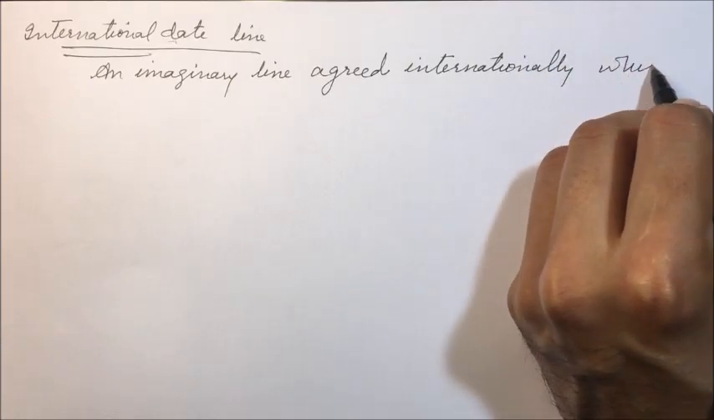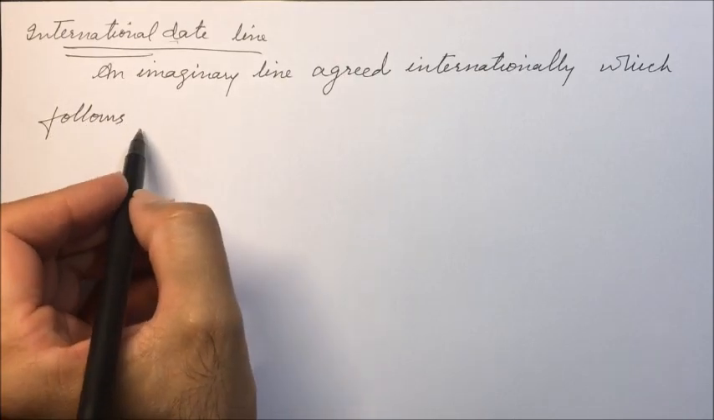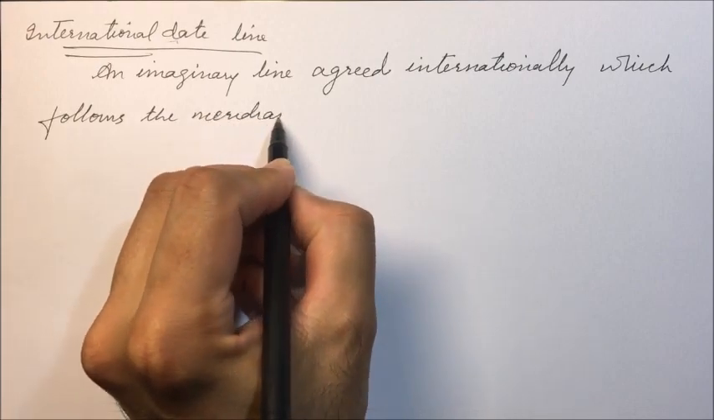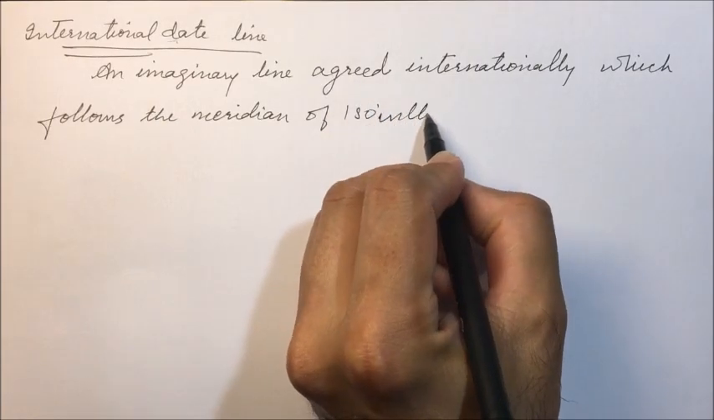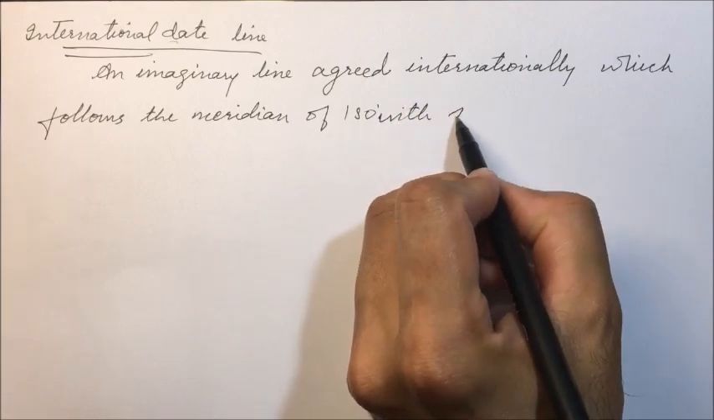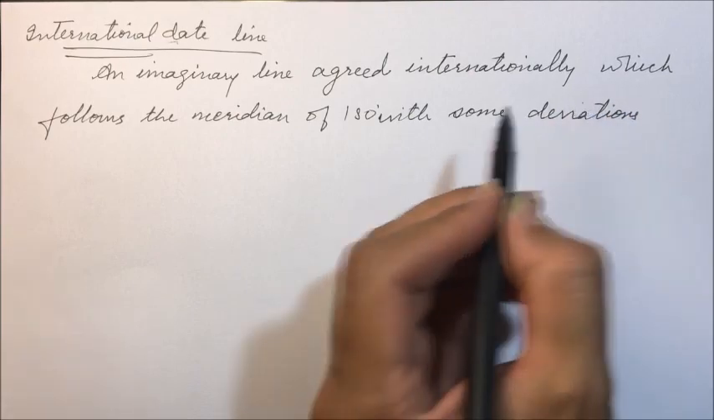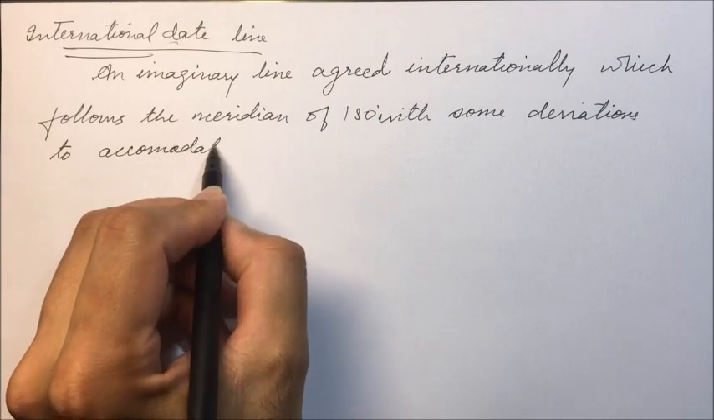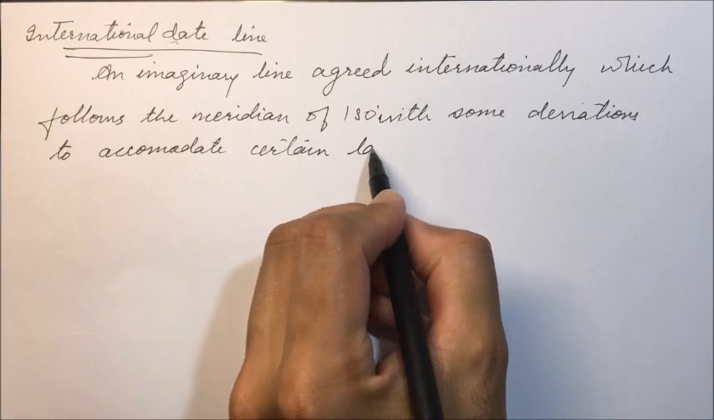which follows the meridian. Which meridian? 180 degree. It follows the meridian of 180 degree with some deviations. Some deviations are there that we'll be discussing later, with some deviations to accommodate certain land areas.